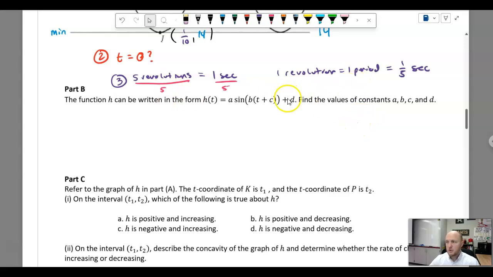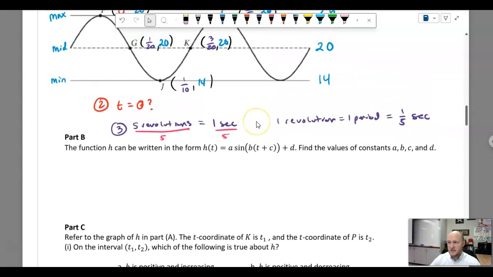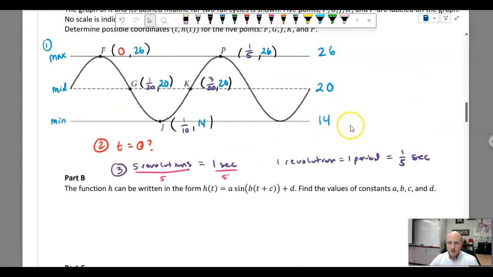What's the function going to be? And they want it in the form of sine. Some things that don't change regardless of what type of function you're having are your amplitude and your midline. We knew from the beginning that our midline was at 20 inches, and we knew that our amplitude, our A value, is 6. And I know it's positive 6 because we're starting at a maximum. Okay? So I have that.